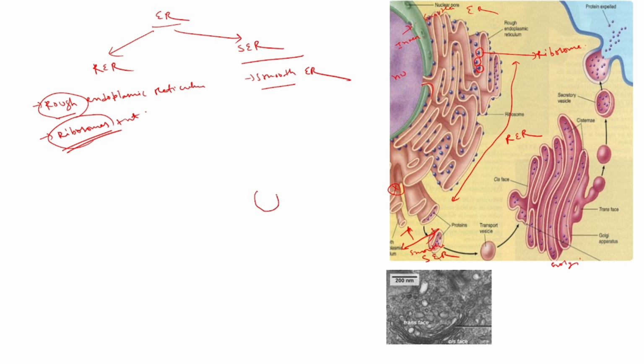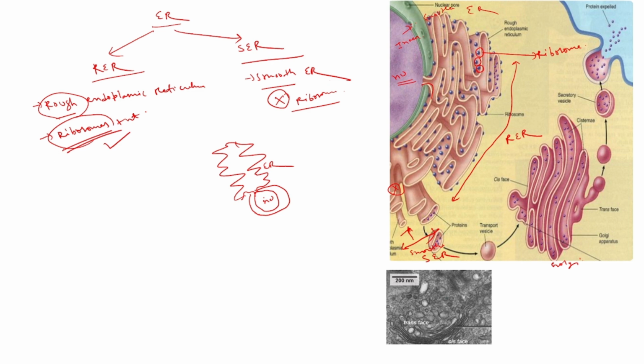Let's say this is the nucleus, and from this the ER emerges like this. The ER emerges from the inner membrane of the nucleus. This is called the rough endoplasmic reticulum because of the presence of the ribosome, and the smooth because they don't have the ribosome. So this is the main difference between the rough and the smooth endoplasmic reticulum.